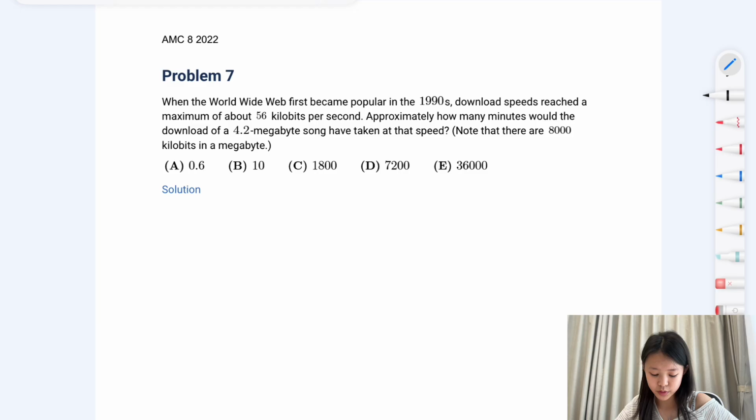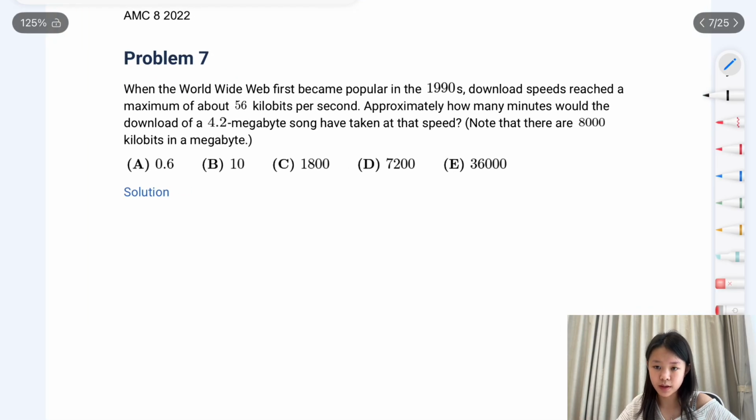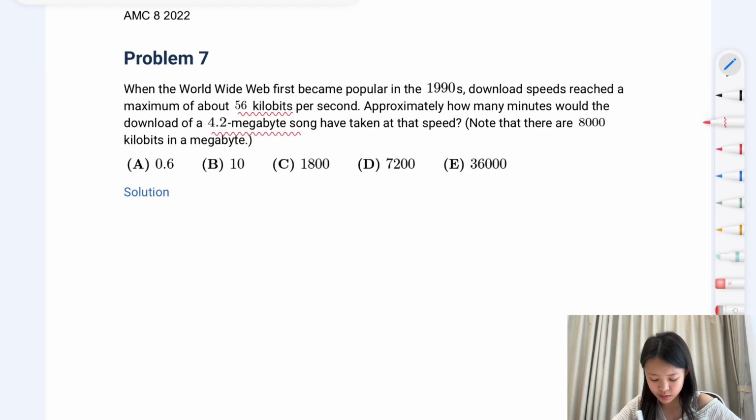Problem 7. When the World Wide Web first became popular in the 1990s, download speeds reached a maximum of about 56 kilobits per second. Approximately how many minutes would the download of a 4.2 megabyte song have taken at that time? And there are 8,000 kilobits in a megabyte.